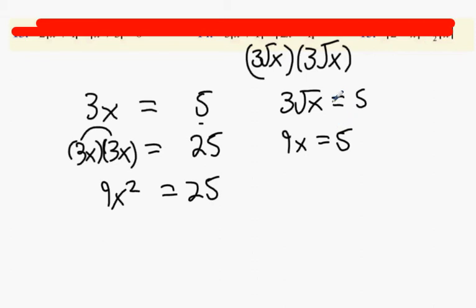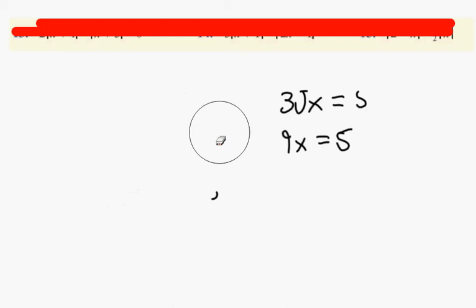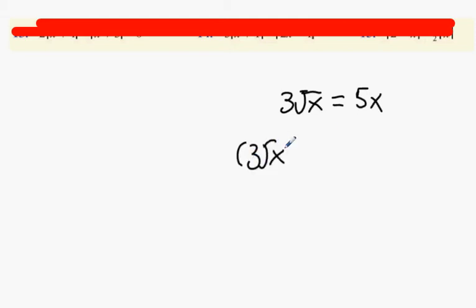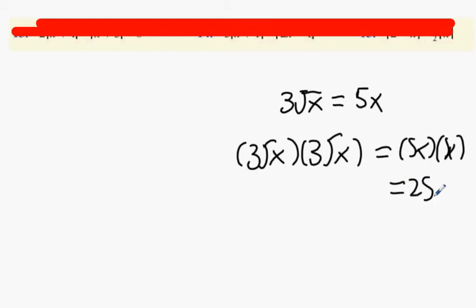That's another bit. Now, what happens if I had something like this? This time square both sides. 3 root x, 3 root x, and then, what'd you say? And then 5x by 5x. That's 25x squared, and you said that's 9x, right?